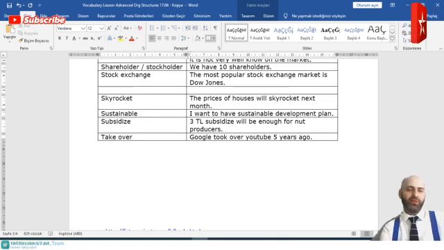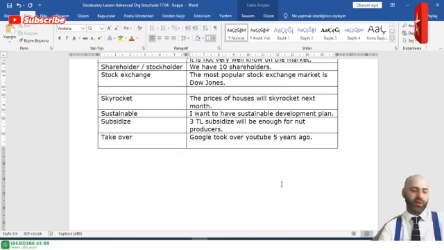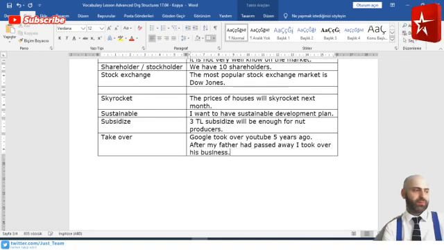Another meaning of takeover is when you take the control of something. Let me write an example for that explanation as well. After my father had passed away, I took over his business. So my father died, and after that I took control of his business, and now I manage his business. This is also takeover.